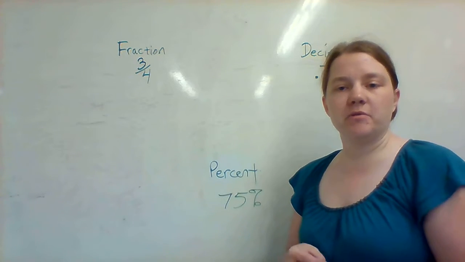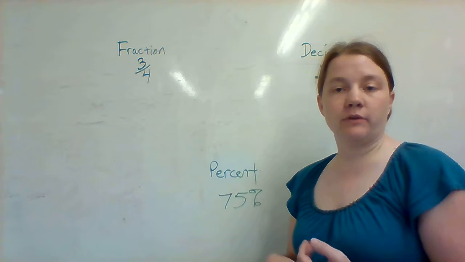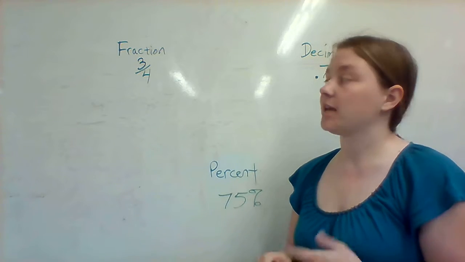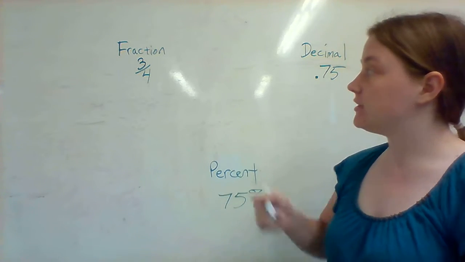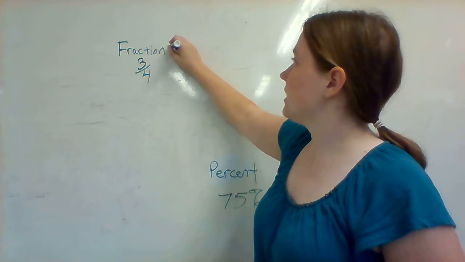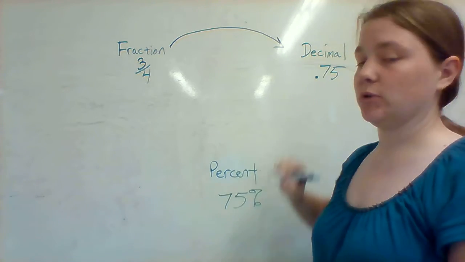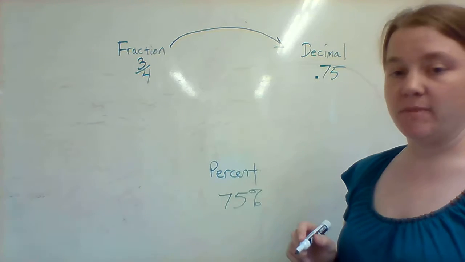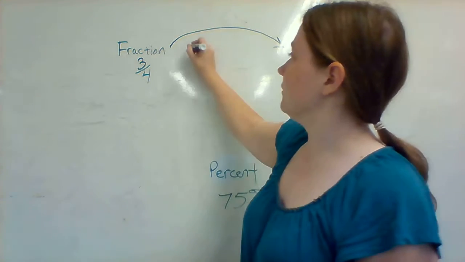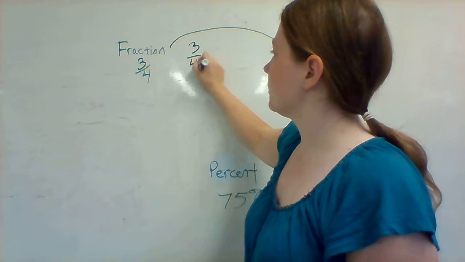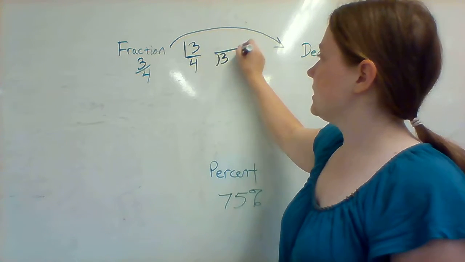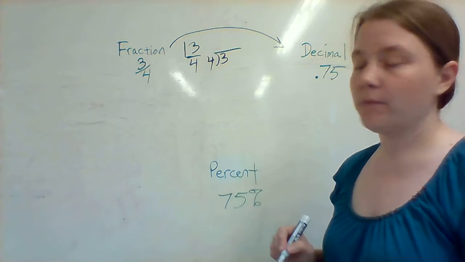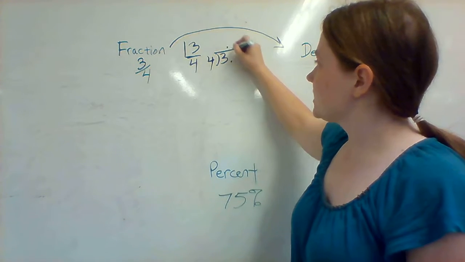This video is going to be a quick review of converting between fractions, decimals, and percents. So we have the fraction 3/4, and to convert it to a decimal, what you need to do is make the L and divide. So you do 3/4 and make that L, which means 3 divided by 4. Then you put the decimals.